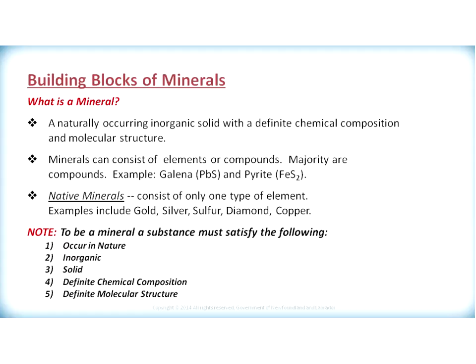When we look at a mineral, we should look at the definition of a mineral. So what is a mineral? A mineral is a naturally occurring inorganic solid with a definite chemical composition and molecular structure. Minerals can consist of elements or compounds. The majority of minerals are found as compounds, such as galena, which is a compound of lead and sulfur, and pyrite, commonly called fool's gold, which is a compound made up of iron and sulfur.